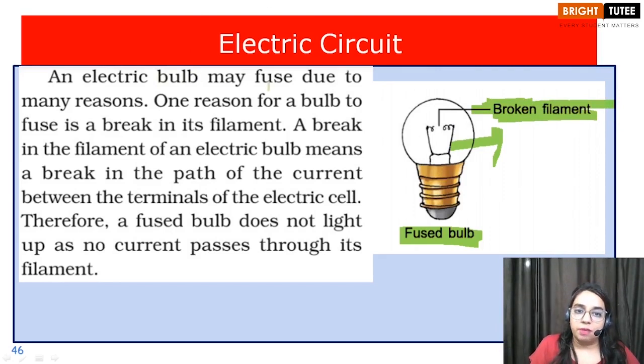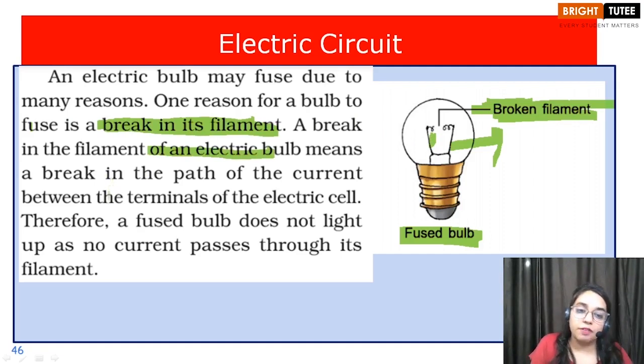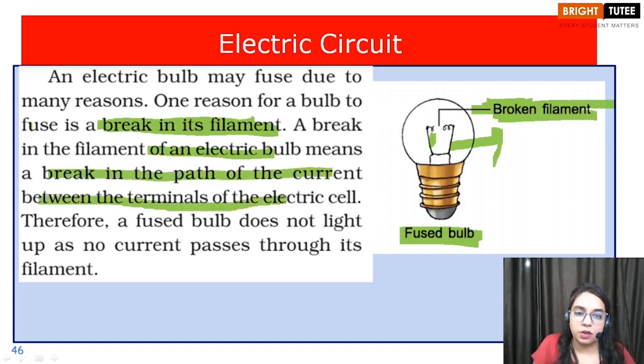An electric bulb may fuse due to many reasons. One reason for a bulb to be fused is a break in its filament. You can see the broken filament over here, right? What does it mean when there is a break in the filament of an electric bulb? The break in the path of the current between the terminals of the electric cell.